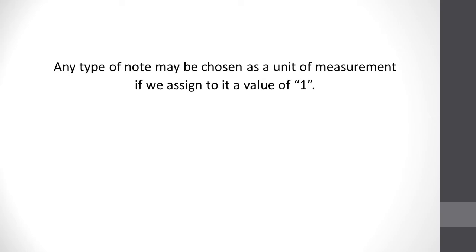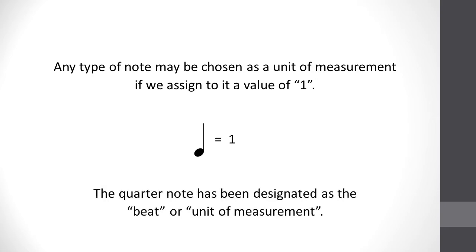Any type of note may be chosen as the unit of measurement if we assign to it a value of 1. In this lesson, we will be studying what happens when we assign a value of 1 to the quarter note. By assigning a value of 1 to the quarter note, the quarter note has been designated as the beat, or the unit of measurement, by which we will measure the duration of all other notes. Let's look at some examples.